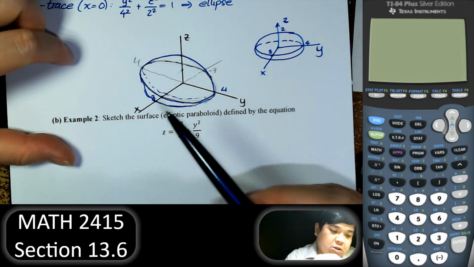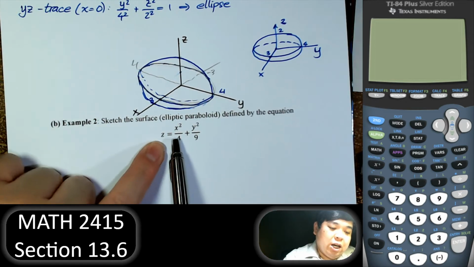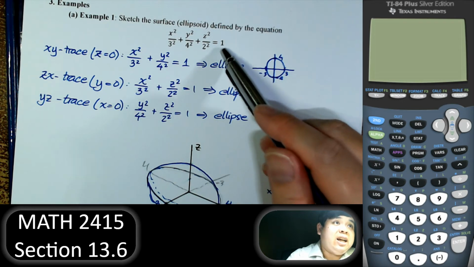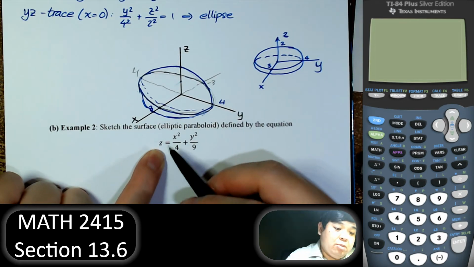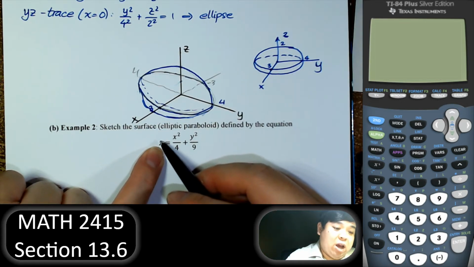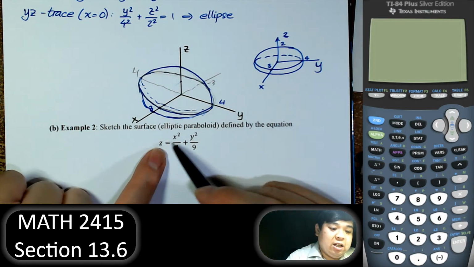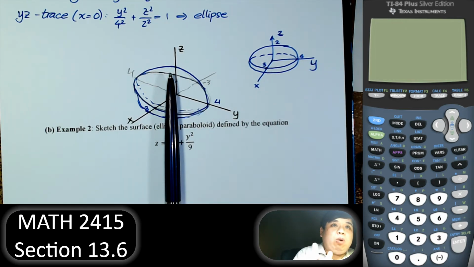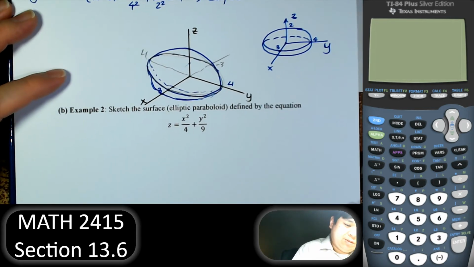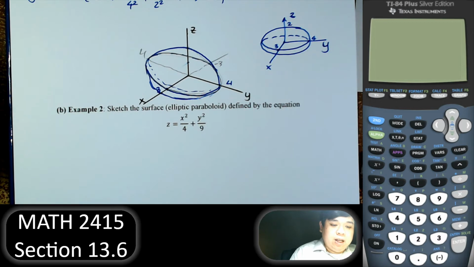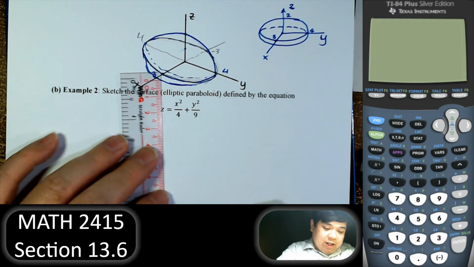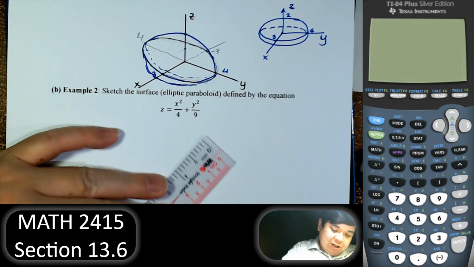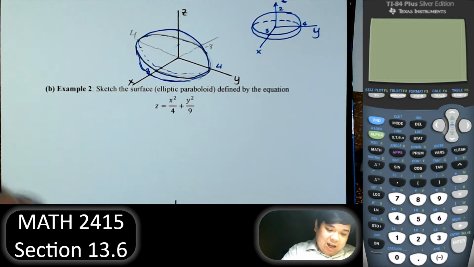Next, sketch the surface. This one, we do not have the one here, so this is not an ellipsoid, because we do not have the square. If we have the square here, that would be a cone, but because we don't, both of them are paraboloids. Both of them are positive, meaning both of them will open up. So this one actually I can try to fit into the axis like this.